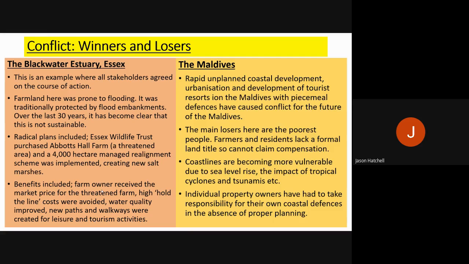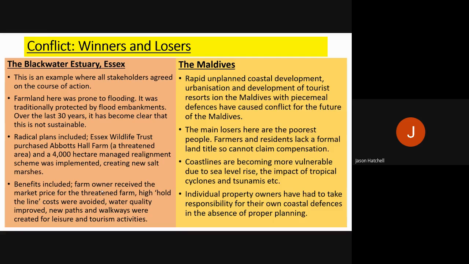There was a high hold the line cost avoided. We didn't need to hold the line any longer. Water quality was improved. New paths and walkways were created for leisure and tourism activities. And it basically meant that environmentally, there was a big gain here. There was no more construction of hold the line management strategies. The sea was allowed to take the land over a bit more. It allowed the land and the sea to interact naturally, and that meant that they were able to create more tourism and leisure activities out of that area being managed effectively by the sea.